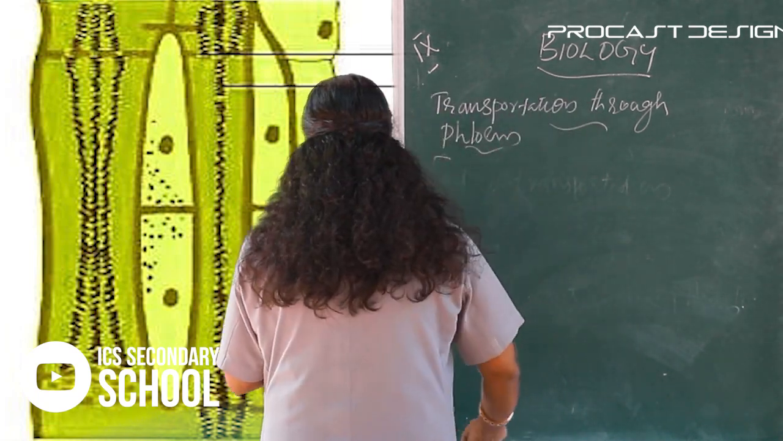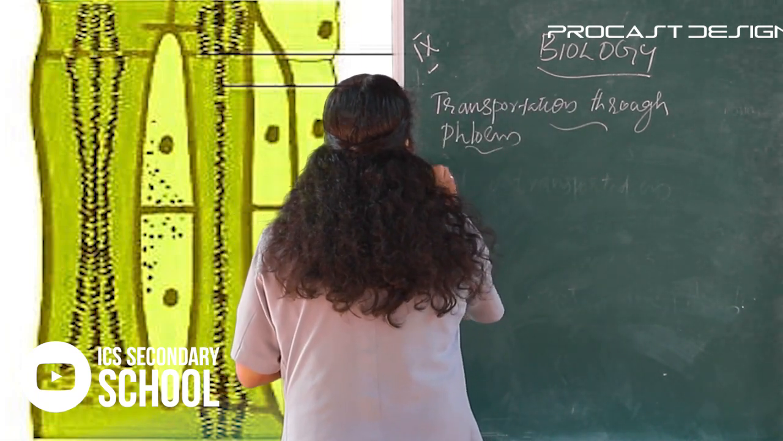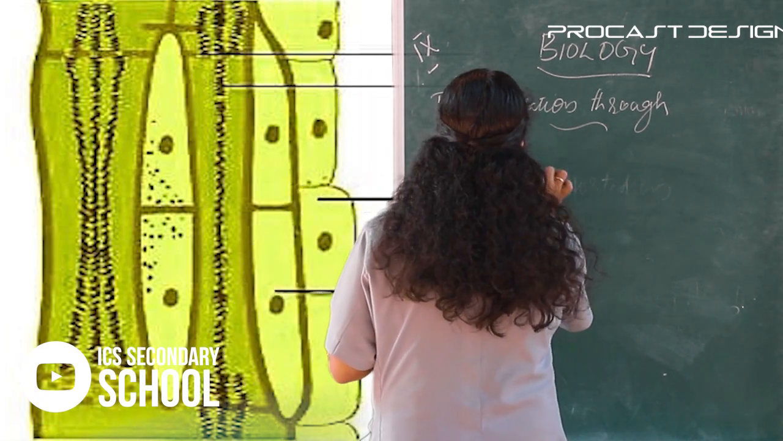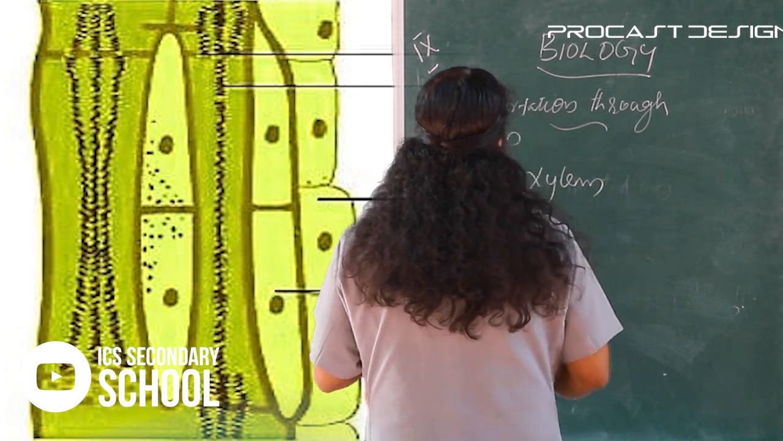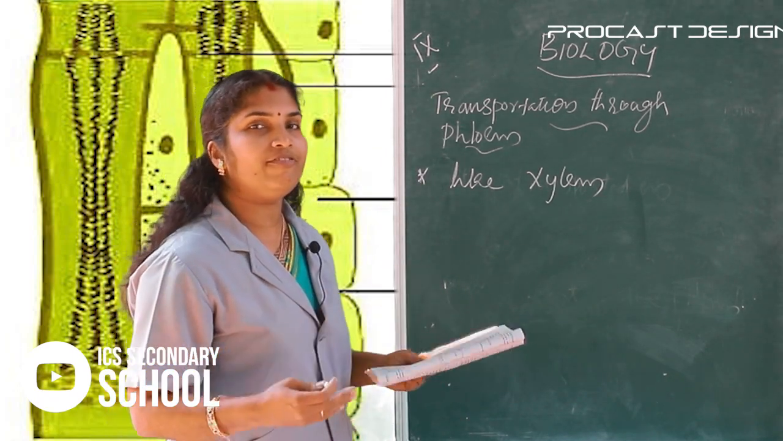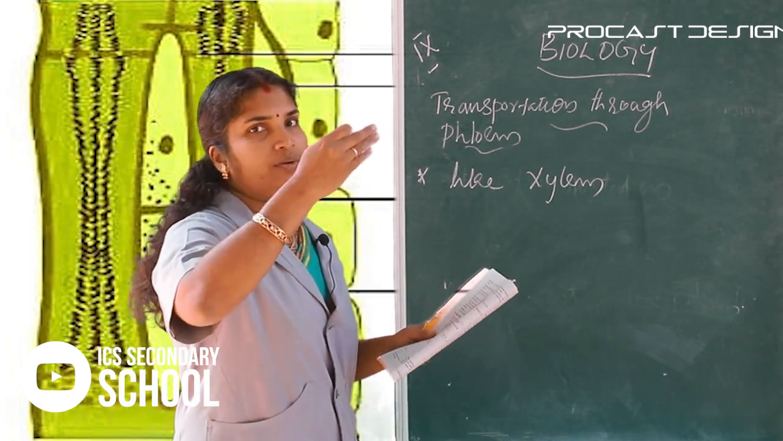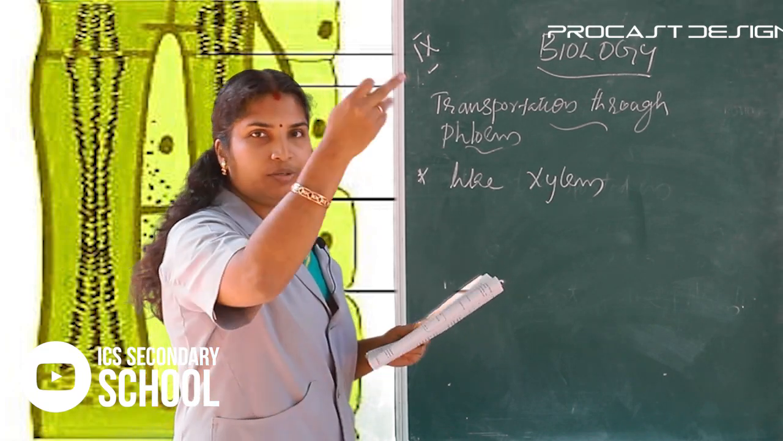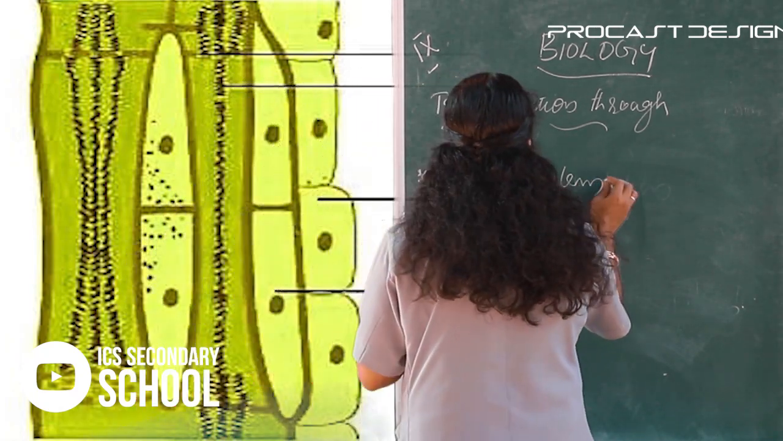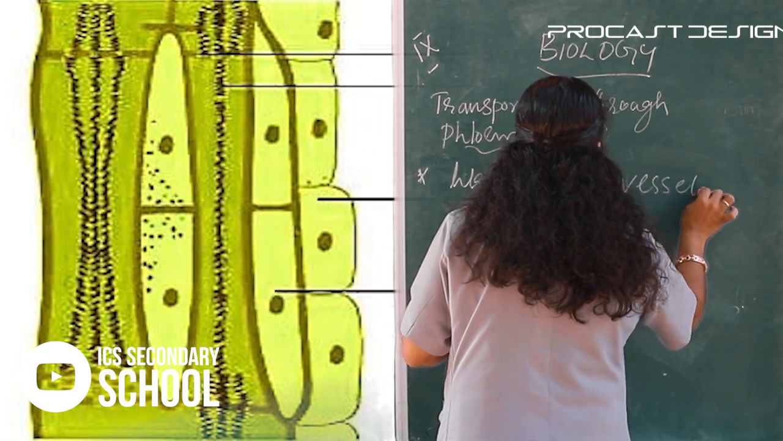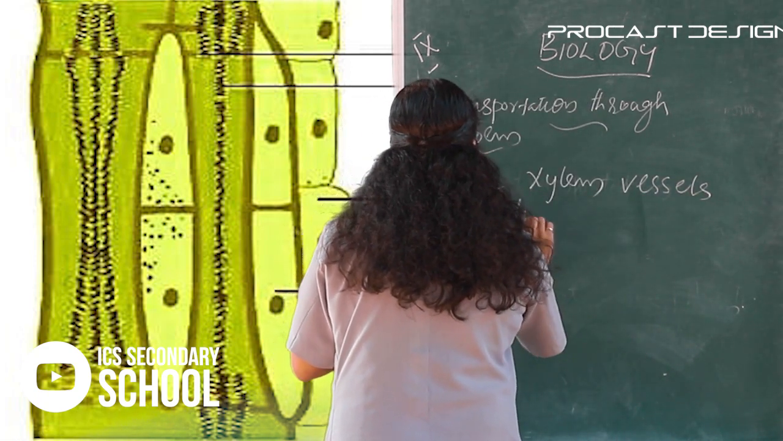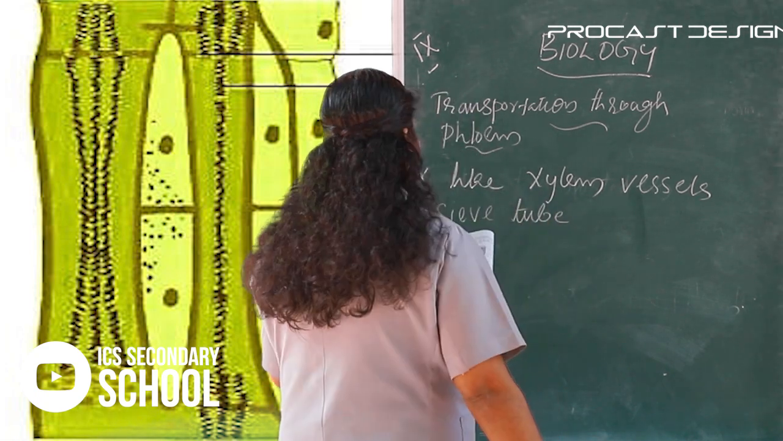Okay, next point: like xylem vessels. In an earlier class we studied that xylem vessels help in the conduction of water from the soil to the root, and from the root to the leaves. Like xylem vessels, sieve tubes are also seen.